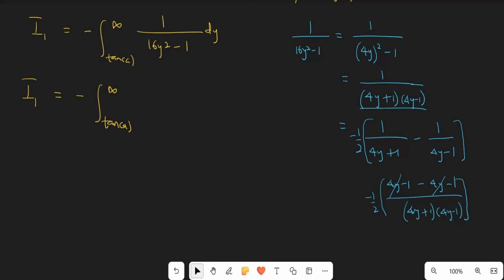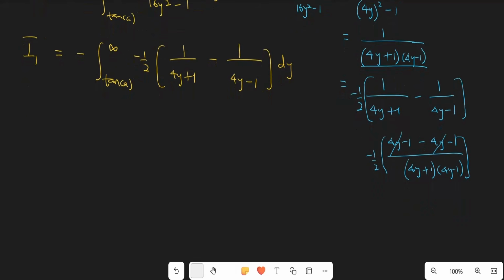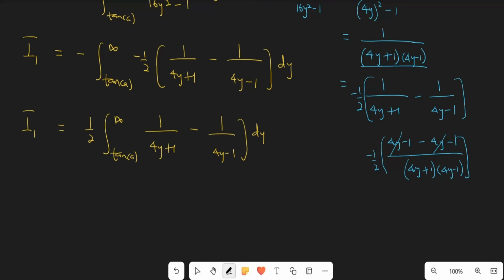replacing, we have negative 1/2, right? And this is multiplied by 1 all over 4y plus 1 minus 1 all over 4y minus 1, like this, all this one dy. So negative, negative, so 1/2 is a constant, and it's going to nullify this negative, right? So that is positive 1/2. The integral from the tan of a to infinity of 1 all over 4y plus 1 minus 1 all over 4y minus 1. Now let's split this integral into two different integrals.